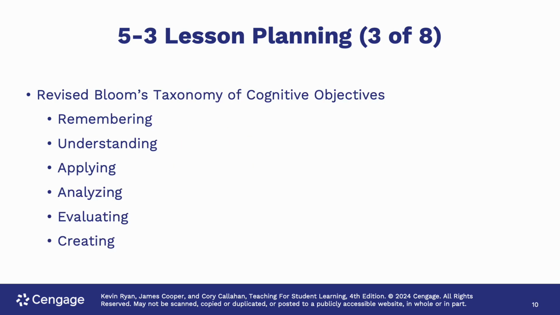The revised Bloom's taxonomy of cognitive objectives lists these words here that you see. So this is in order of how difficult or intensive these things are.